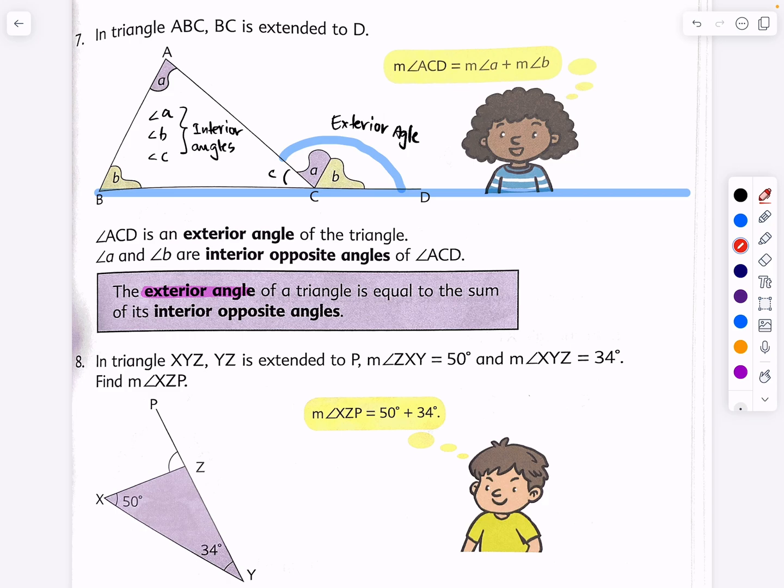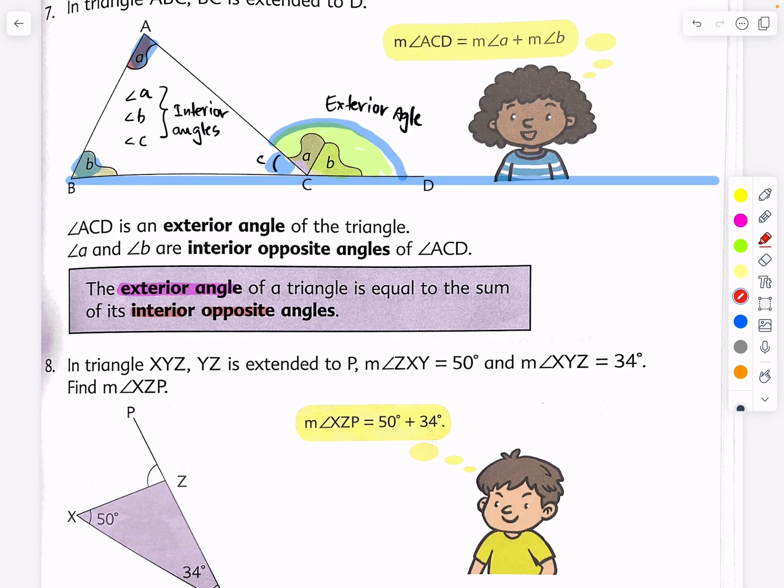So let's consider interior angles here. We have three interior angles: interior angle A, interior angle B, and interior angle C. However, the exterior angle, I'm going to highlight it lime green. This angle is the same size as the sum of the interior opposite angles, and only angles A and B are opposite. So this exterior angle equals the sum of interior opposite angle A and interior opposite angle B. This angle is called angle ACE.